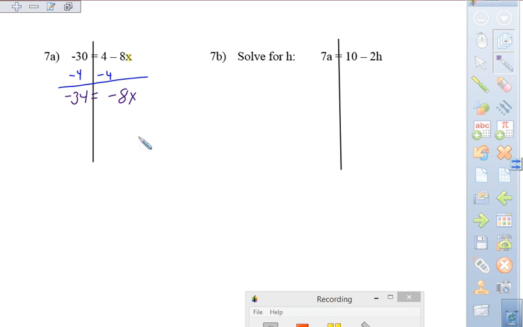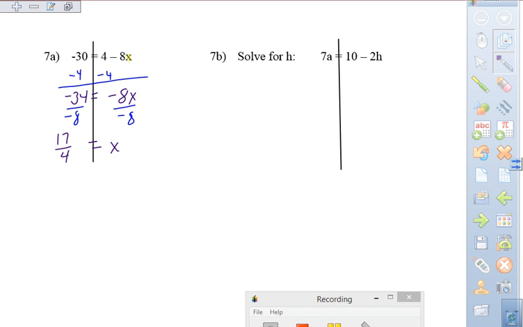And now to get x by itself, I'm going to divide by negative 8. And I'm left with x is equal to 34 over 8, which reduces to 17/4.